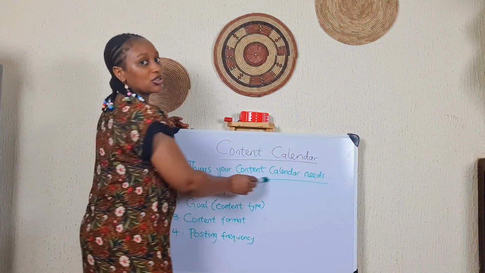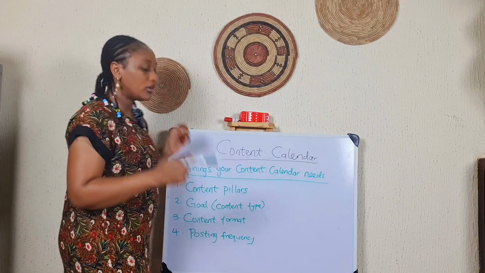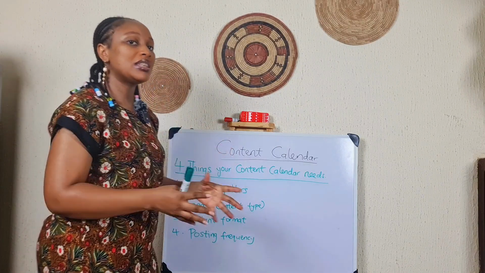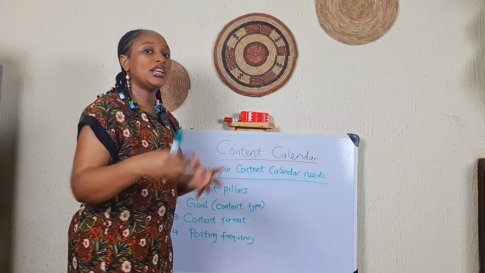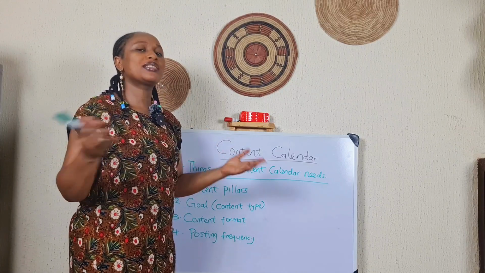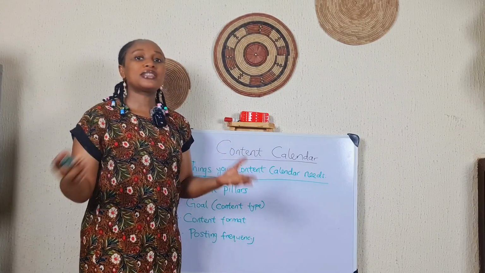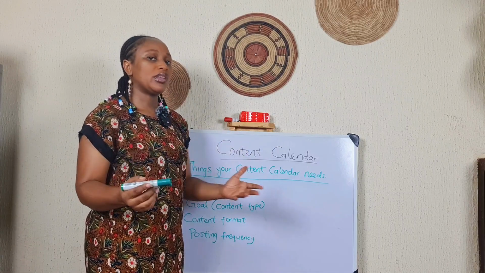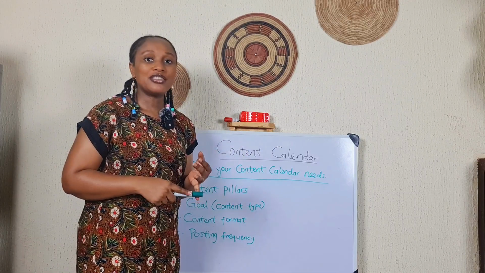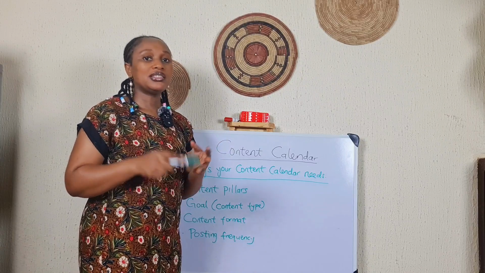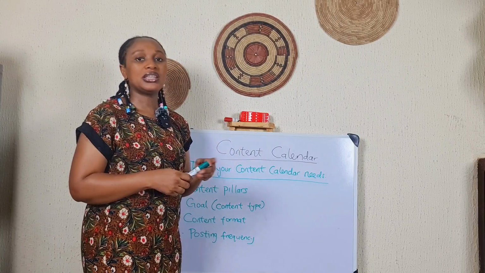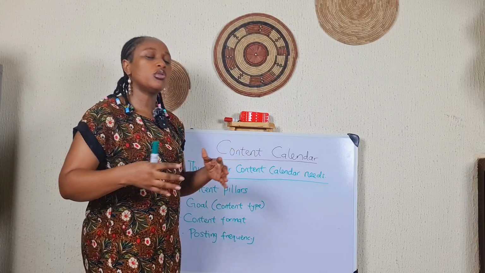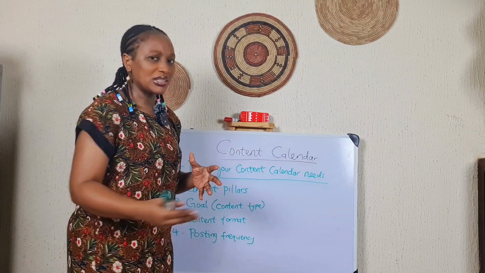Here are 4 things that your content calendar needs. Number 1 are your content pillars. These are 3 to 4 themes that you can create content about or content around. For example, if you are a lifestyle content creator or a lifestyle influencer, your content pillars could be things like a day in your life, could be your daily routine, skincare routine, makeup routine. It could be fashion hauls, just depending on what you create content about.